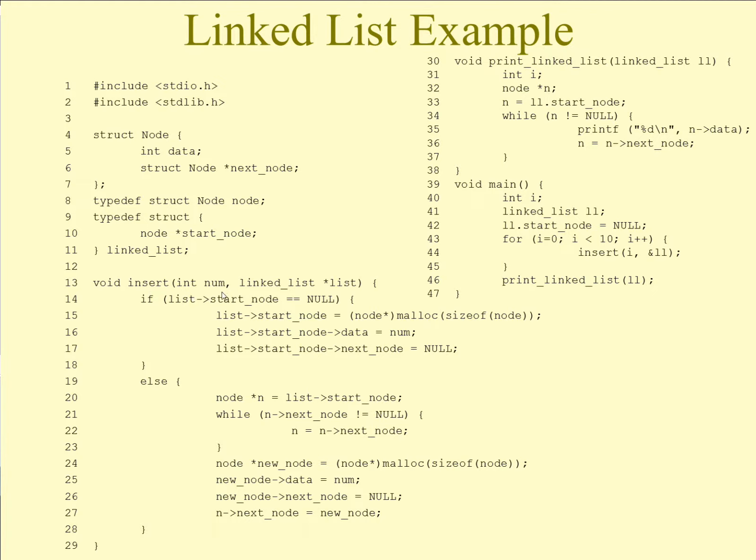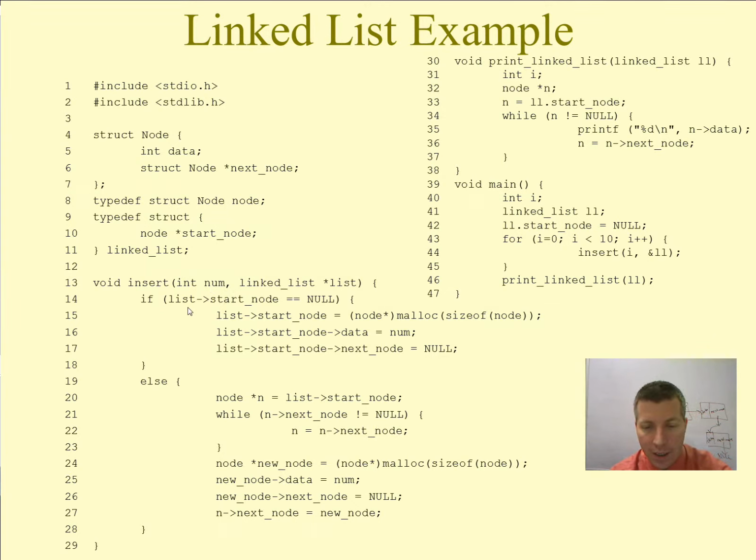Okay, the insert function, similar to the insert function for the vector, we take the data as the first element, and then we take a pointer to the linked list as the second element. Here's my main function. Let's walk through it. So line 41, I create an instance of a linked list. I set the start node equal to null because I have no data in it so far, and then I'm going to insert 10 elements into it, calling that insert function 10 times, passing in a different value from 0 through 9, and then pass my LL, the address of it, since that function takes a pointer as a parameter, and the value of a pointer is an address.